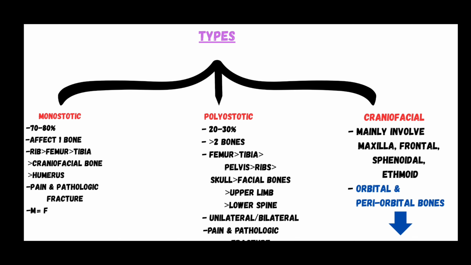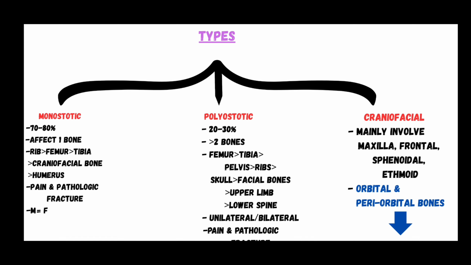This is the order of predilection of fibrous dysplasia. Ribs have the most predilection, followed by femur, then tibia, then the craniofacial bones and humerus. Pain and pathologic fracture might occur in long bones due to abnormal cancellous bone. It has equal predilection for men and women.